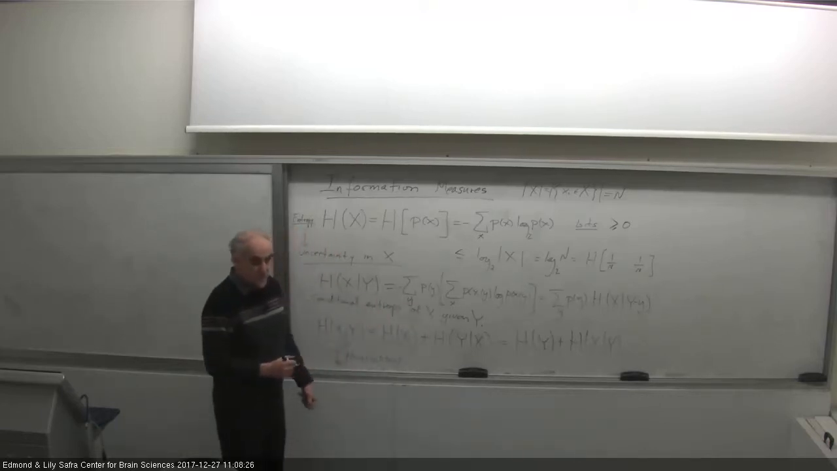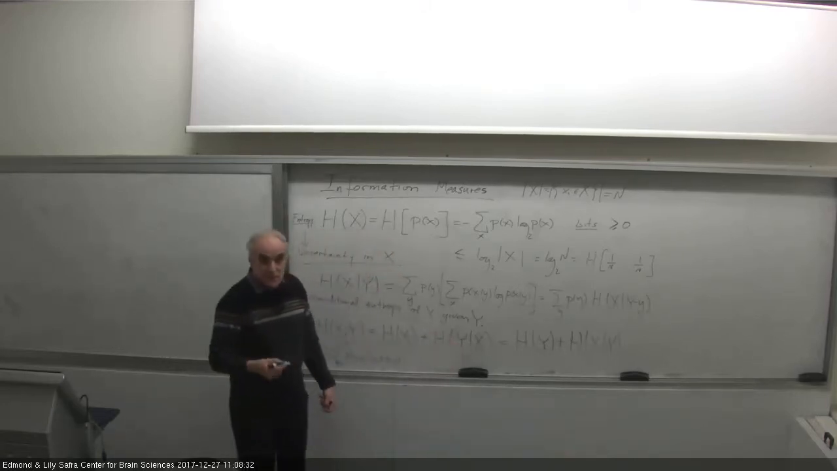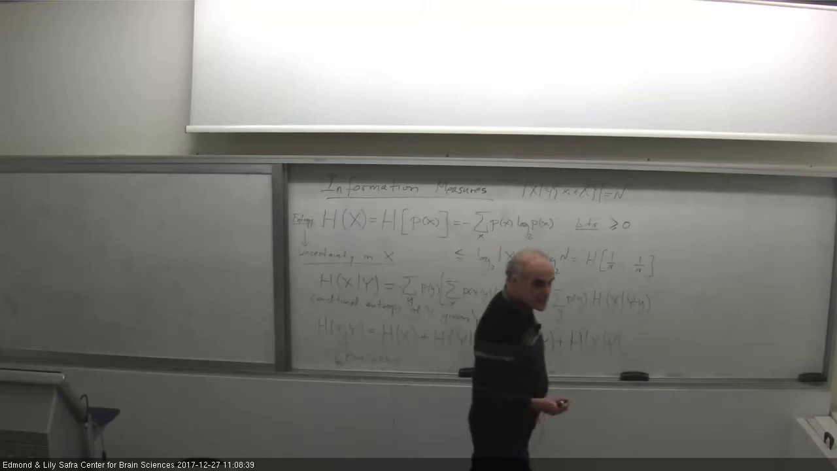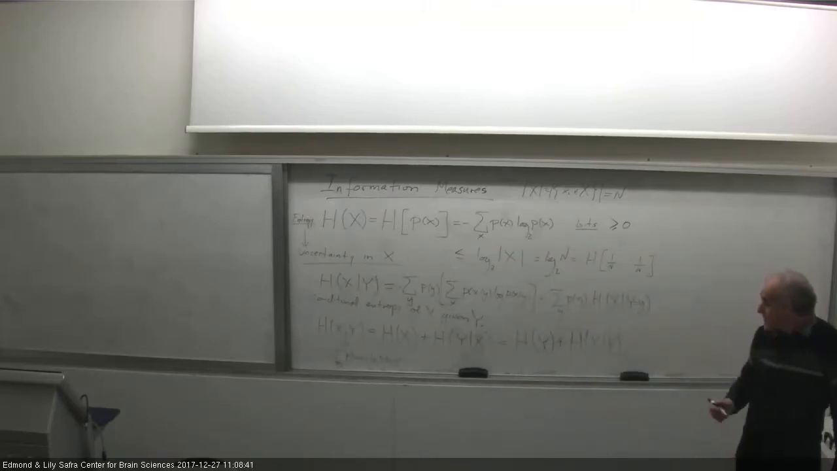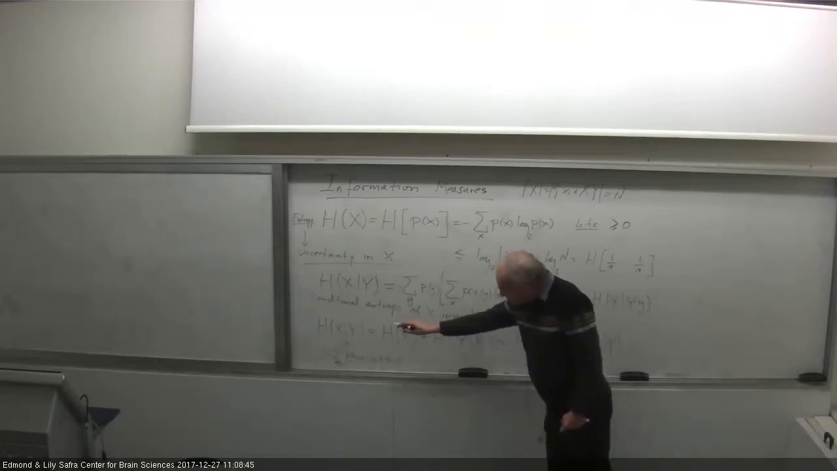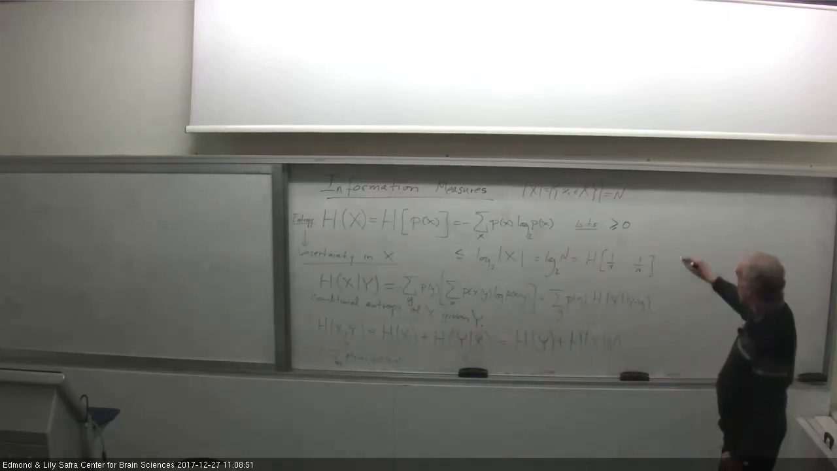So when I know x, I remove the uncertainty of x, and what's left is the uncertainty of y given x. Now, if x and y are independent, the conditional entropy of y is precisely the entropy of y, because this p of x given y is just p of x. So it doesn't change anything. So if they are independent, and only if they are independent, the joint entropy is the sum of the two entropies.